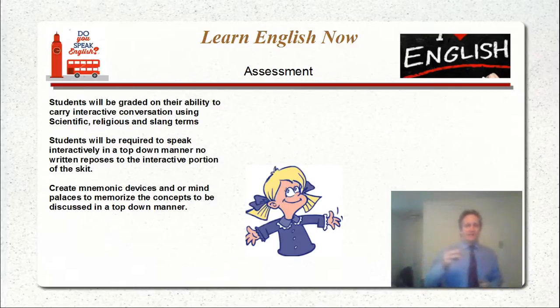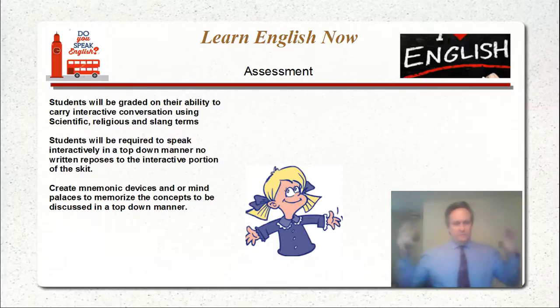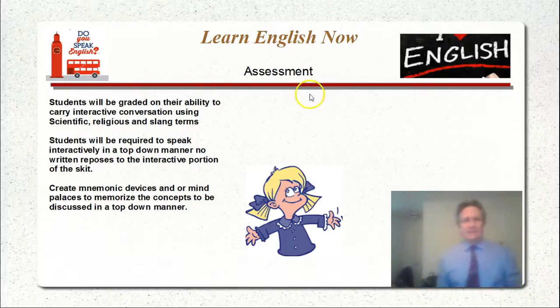And we've discussed mind palaces and mnemonic devices. So once you write out your skits, use those mind palaces, mnemonic devices to memorize what you're going to say, but you don't want to memorize it word for word and you're not allowed to write it down. You have to use a language from a top-down concept method. Okay? All right, thanks a lot, guys. Let's get started.